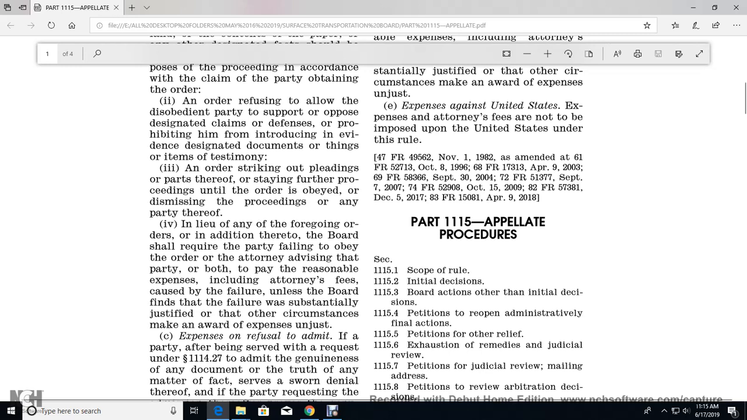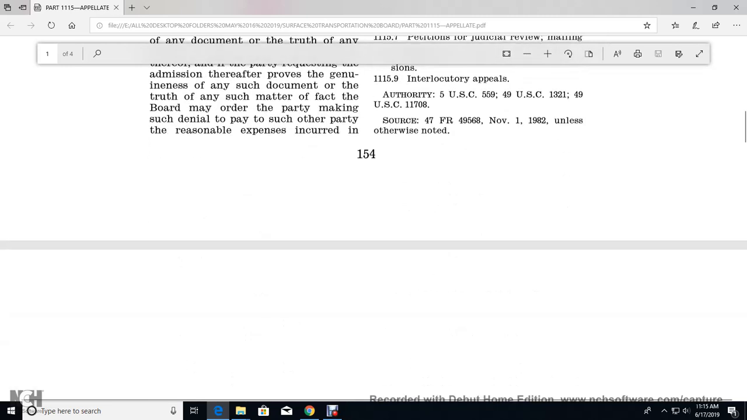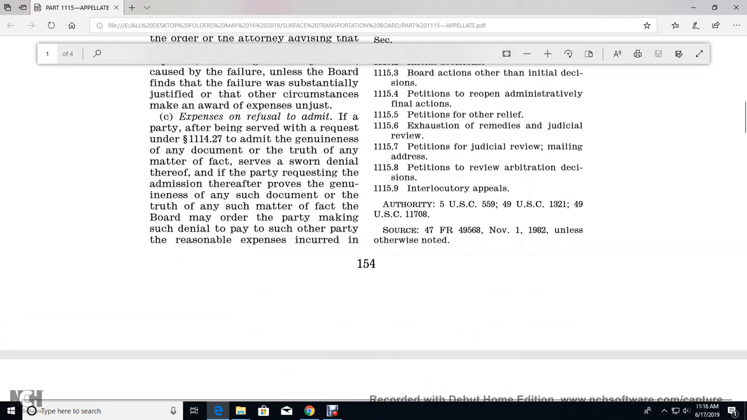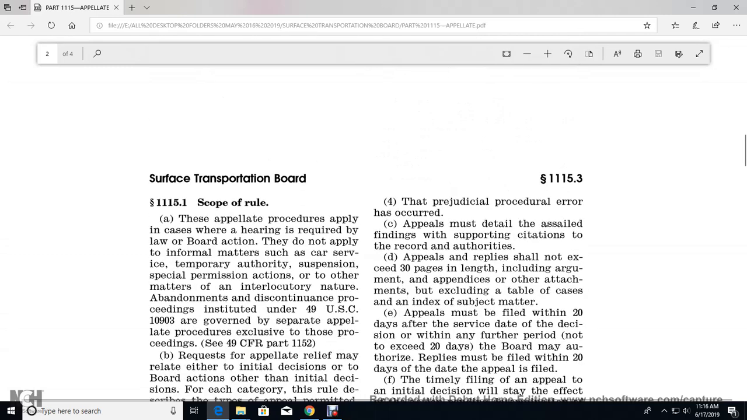5. Petition for other relief. 6. Exhaustion of remedies and judicial review. 7. Petition and judicial review mailing address. 8. Petition and review of arbitration decisions. And 9. Interlocutory appeals.